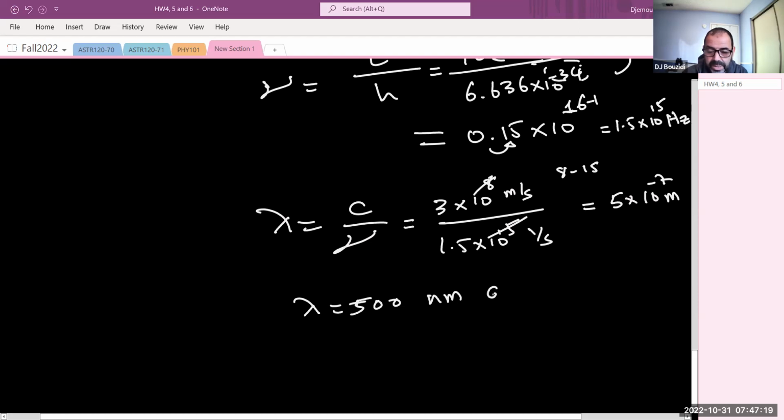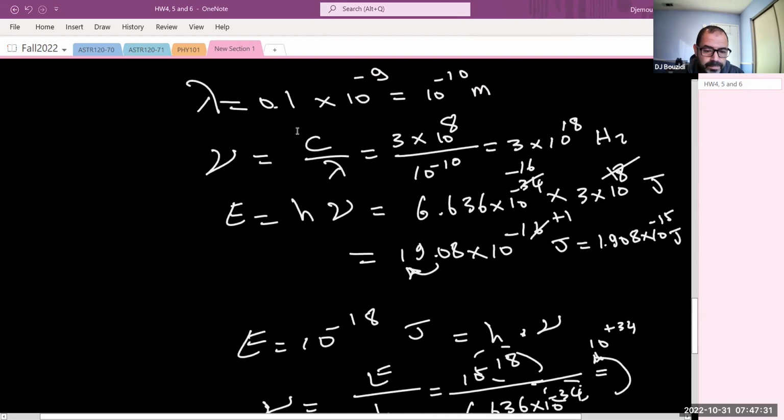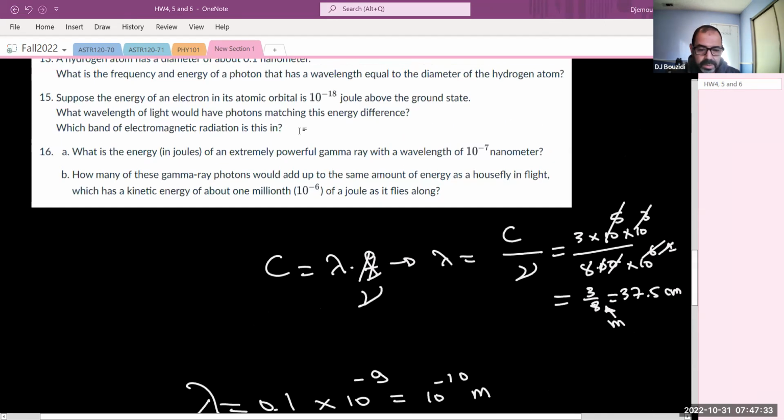And this is actually the green light. So it's a visible region. That's the question. So you really don't need specifically what color it is. So it's in the visible range in terms of the spectrum. Okay. You can see it. That's what that means. So which band of electromagnetic radiation is this? It's in the visible region.